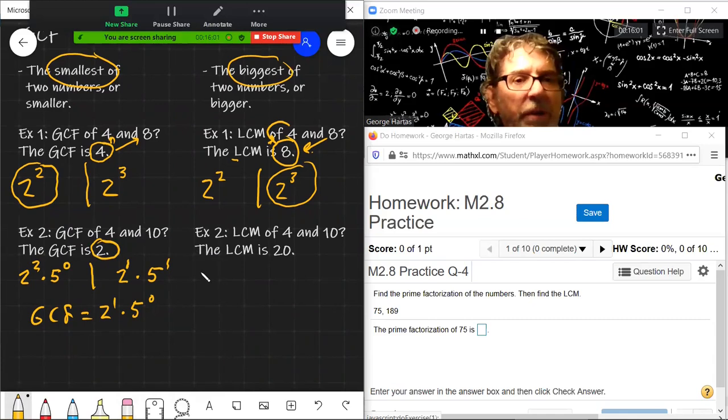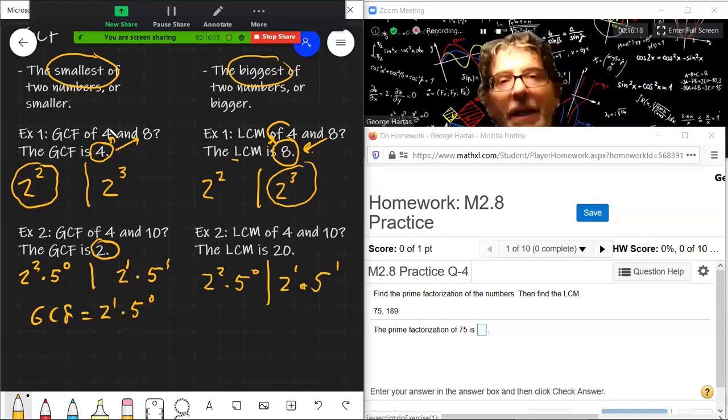So we have 2 to the 2nd power times 5 to the 0 power. And then for 10, we have 2 to the 1st times 5 to the 1st. But again, now here we're looking at bigger. So let's compare the same bases beginning with the base 2. Here we have a power of 2. Here we have a power of 1. And I'm looking for big. Big is the key word over here. So this one wins.